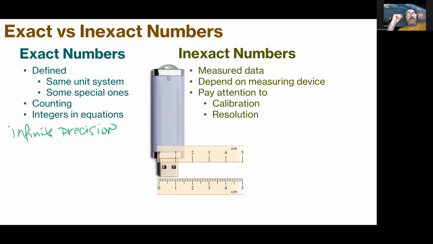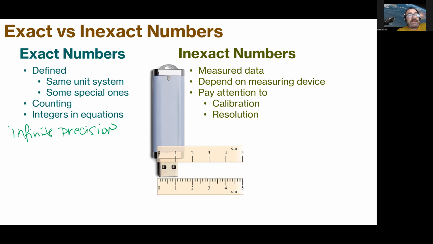These are things like when you're counting. If you say there's 12 pencils in my cup, that's an exact number because you can literally count that there's 12 pencils there. And integers in an equation. So when we look at our temperature equations, like the 9/5 in there, those are integers, so those are exact. We're going to hopefully make more sense of that as we go.